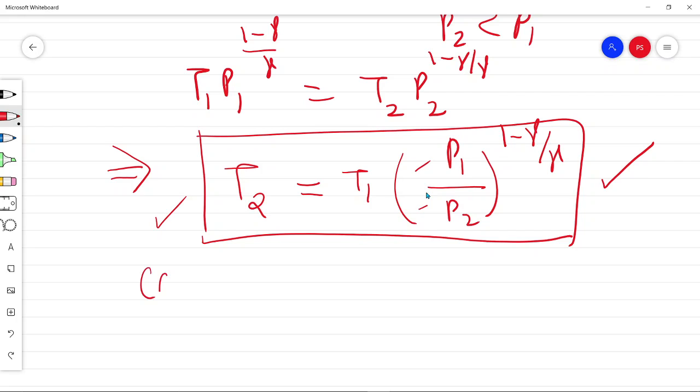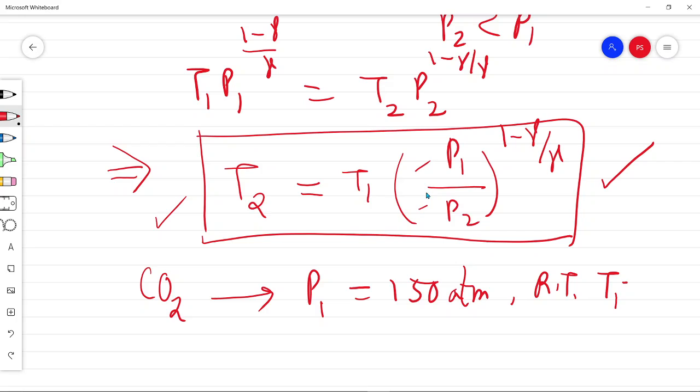Just for an example, suppose we have carbon dioxide gas. The initial pressure is very high, so it is compressed to very high pressure values, and suppose it is at room temperature. So T1 is 27 degrees Celsius, or adding 273 we get 300 Kelvin.